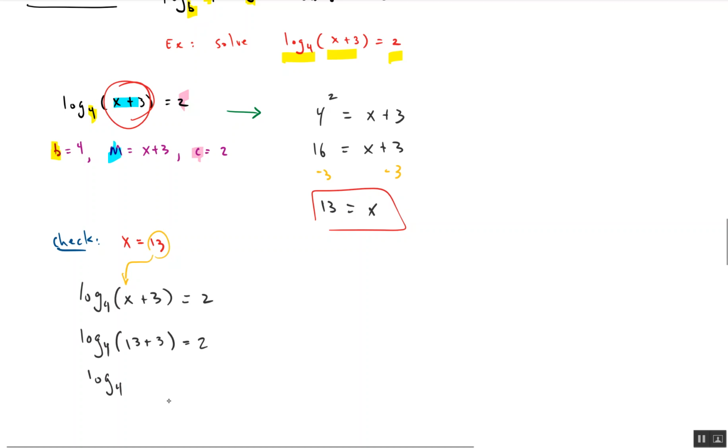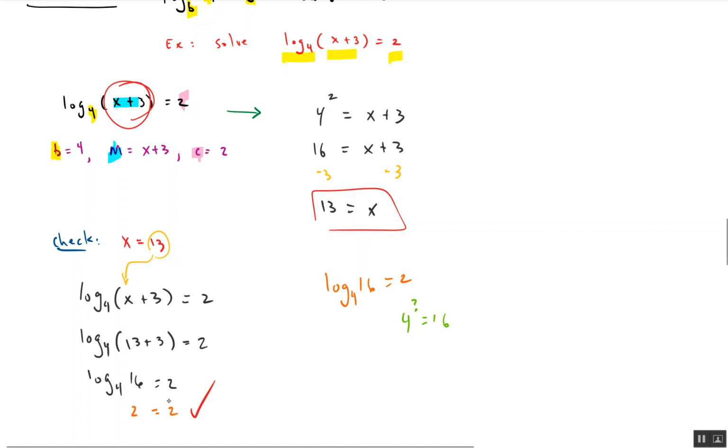Log base 4 of 16 equals 2. What is log base 4 of 16, by the way? Is that something that we can compute by hand? Log base 4 of 16 is really asking us 4 to the what power equals 16, and that power is 2. So that gives us 2. So 2 equals 2. Done.